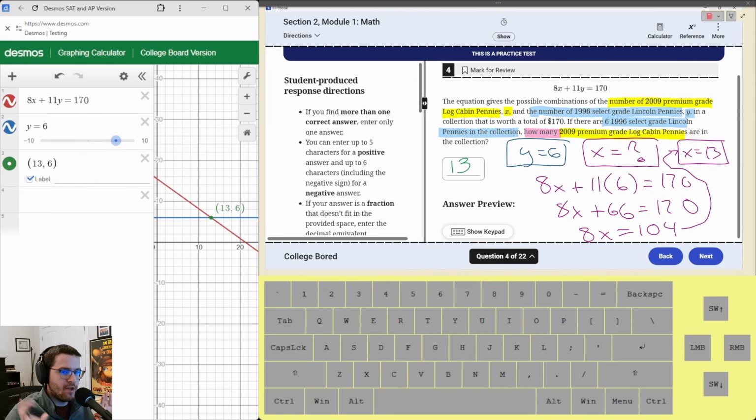So when x is 13, y is 6. So you just got to remember what x and y are. So x was the log cabin pennies. They were asking us for x. So the answer is 13.